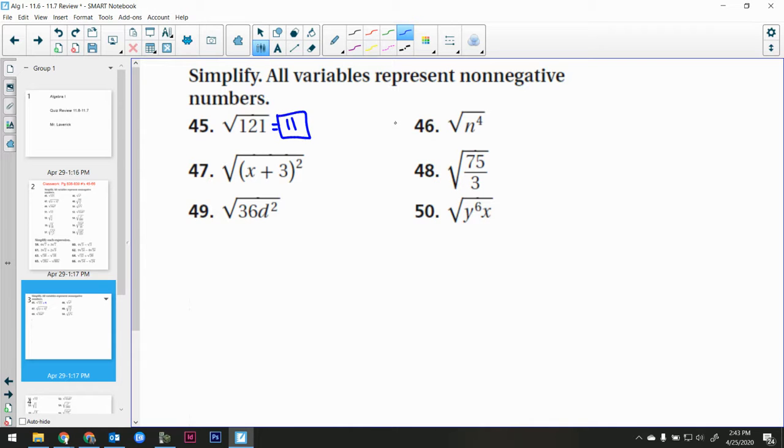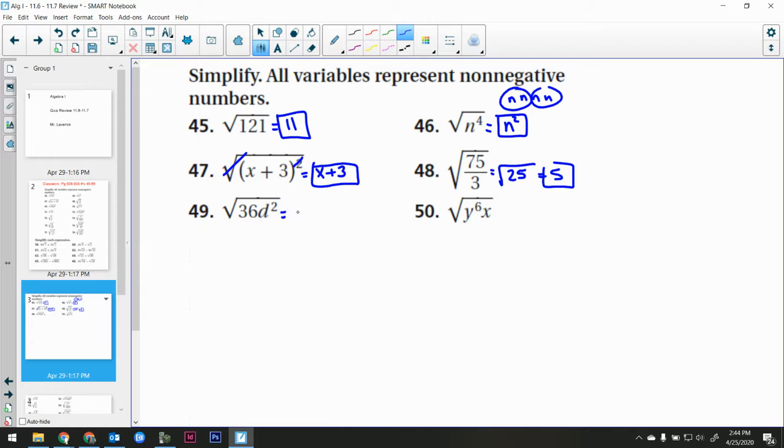Here's my answer. The square root of n to the fourth. Remember, I could write it like this. 1, 2, 3, 4. Buddies up. 2 n's coming out. N squared. That's my answer. Don't forget that the squared and the square root will cancel out, leaving just an x plus 3. A lot of people might try to distribute that power, but you don't need to. The fraction. Don't forget that you can always reduce a fraction inside there. So 75 divided by 3 is just 25. Square root of that you get 5.